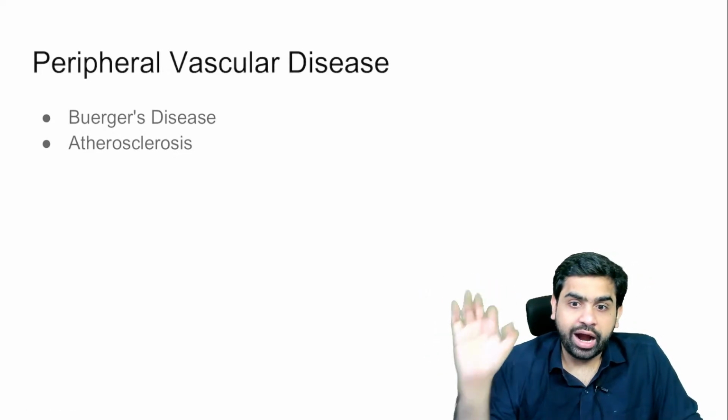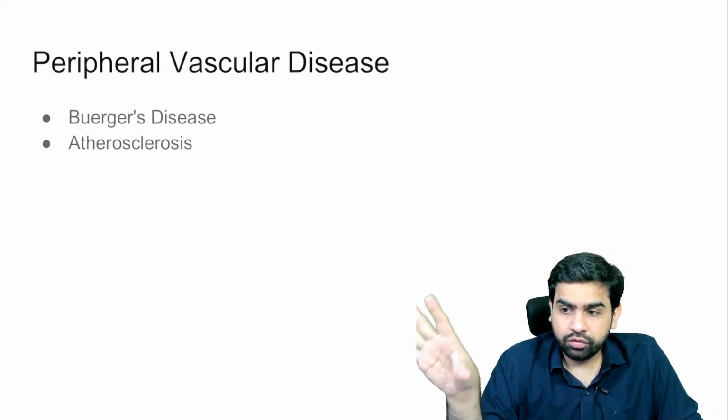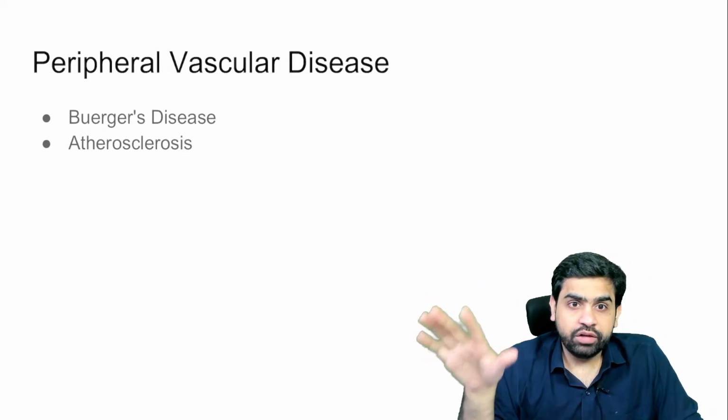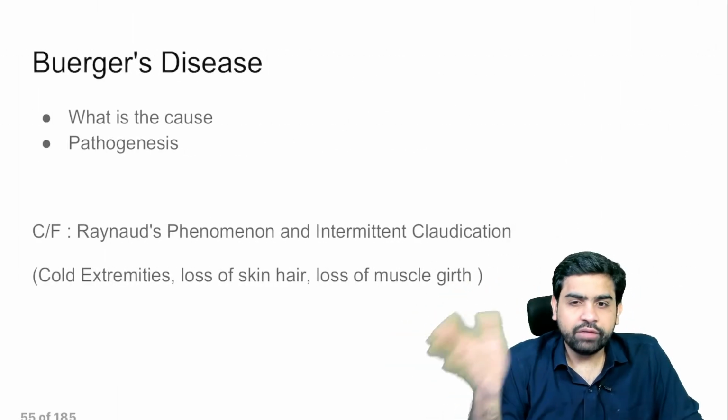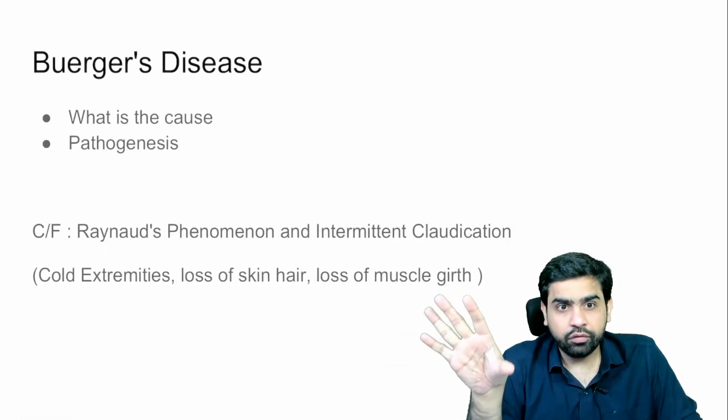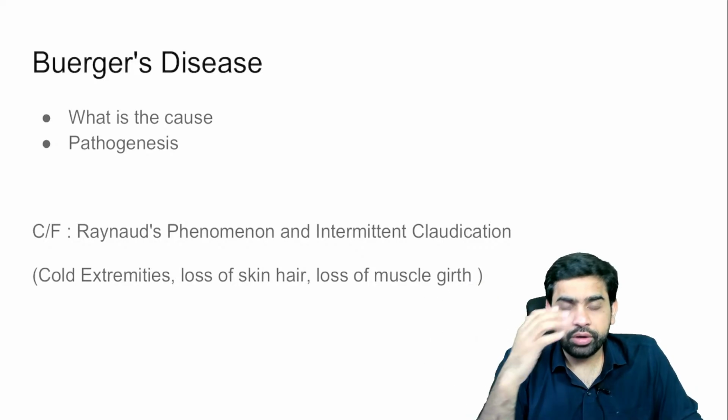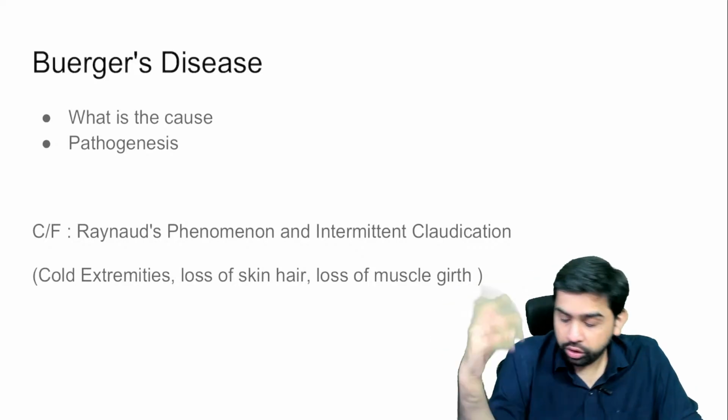Now let's talk about the arterial diseases. In the arterial diseases, the first thing we are going to cover is the peripheral vascular disease called Buerger's disease. Like we have Buerger's disease and atherosclerosis, let's focus on Buerger's disease. Now, what you need to understand about Buerger's disease: what is the cause? Smoking.